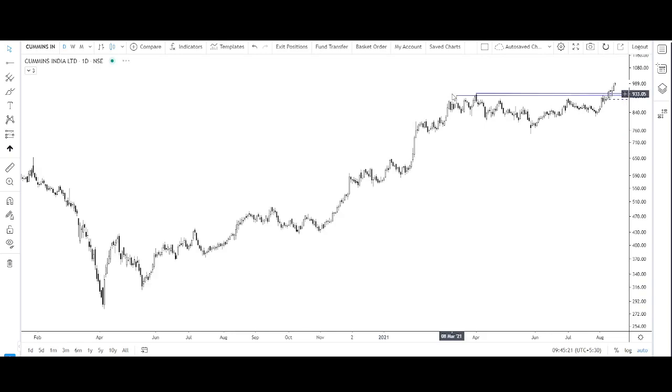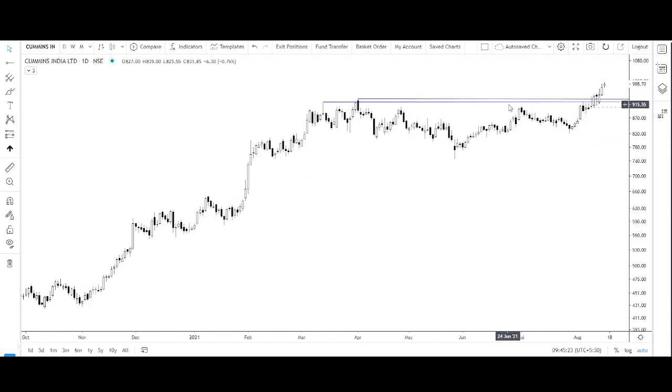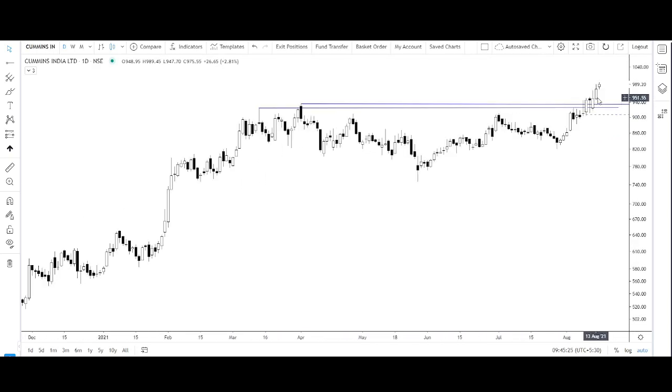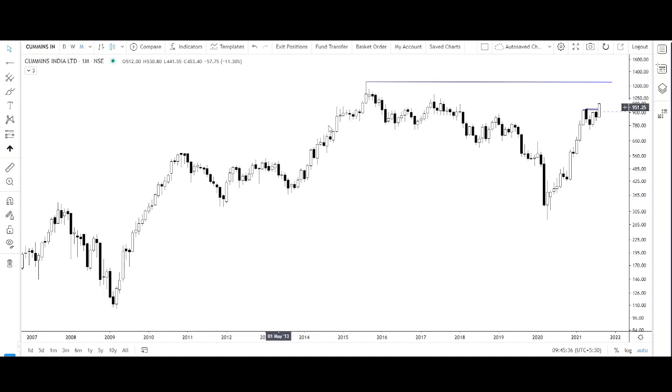nice uptrend. So first of all, before taking entry positionally into any stock, you have to first analyze its monthly and weekly chart, because you are taking entry for a few months and a few weeks. So if I open the monthly chart, I'll delete all the drawings for you.